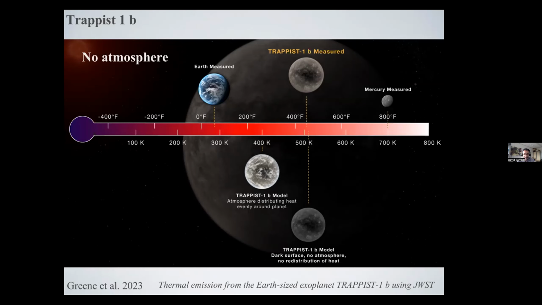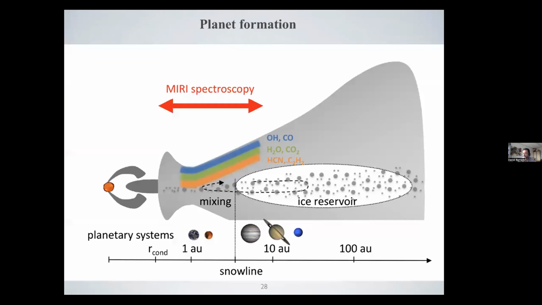It's hotter than expected, and the atmosphere of the planet can be ruled out with high significance, at least an atmosphere that is relevant. So now I'm going to move a little bit from the topic of exoplanets.